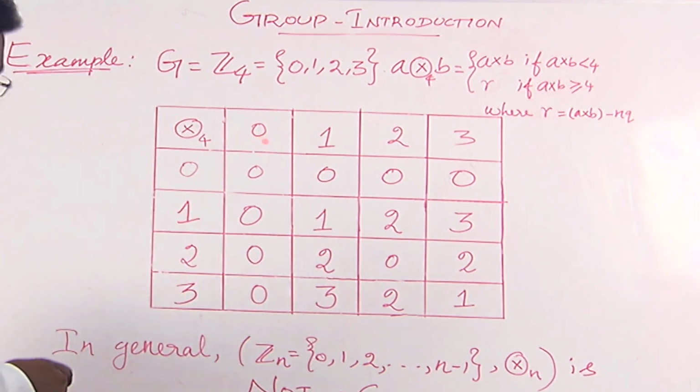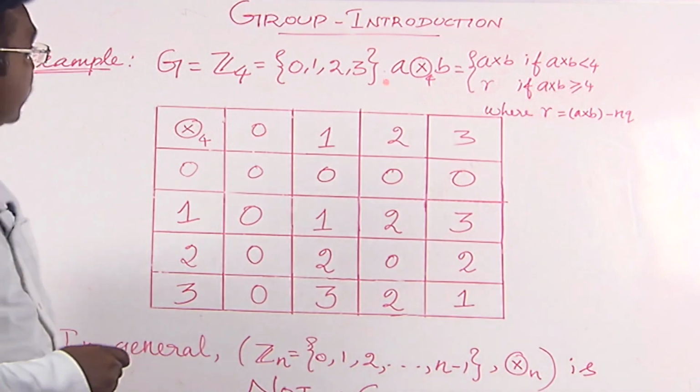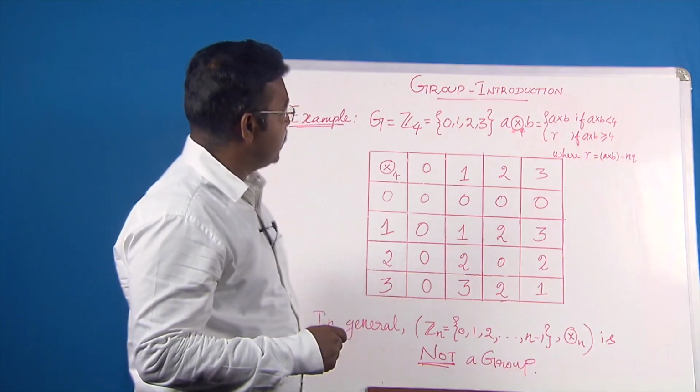Now, 1 into 1 is 1, therefore the inverse may be 1. So, we have to check it out: 1 into 1 is 1, 1 into 2 is 2, 1 into 3 is 3, but when you come to 2, 2 into 2 is 0. So, 0 appears and there is no 1 in this row, which means that the inverse property is not satisfied for the element 2. So, even if we remove 0 from this set, that means Z4 star, we still cannot get a group with the operation multiplication modulo 4.